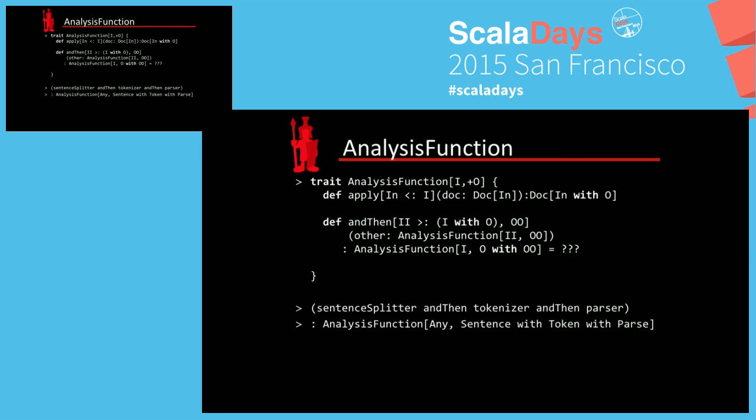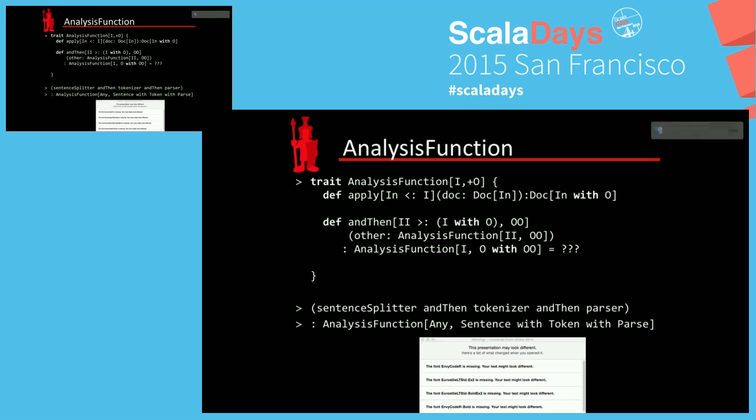What's more, we can actually add composition. So that we can have something that is a sentence splitter, and then a tokenizer, and it'll build up a pipeline, an analysis function that can start with any set of annotations and will tack on sentences, tokens, and parses. So that's it for phase one of the talk. Next up, Ignacio is going to talk about learning semantics with Scala.